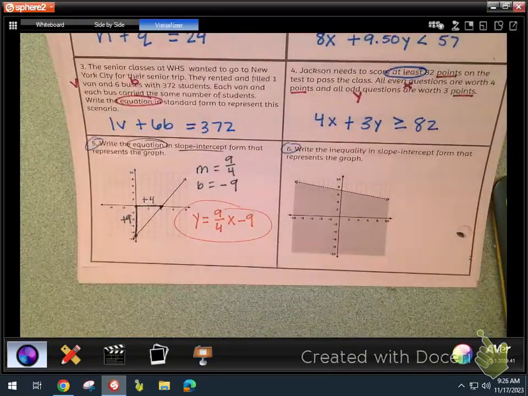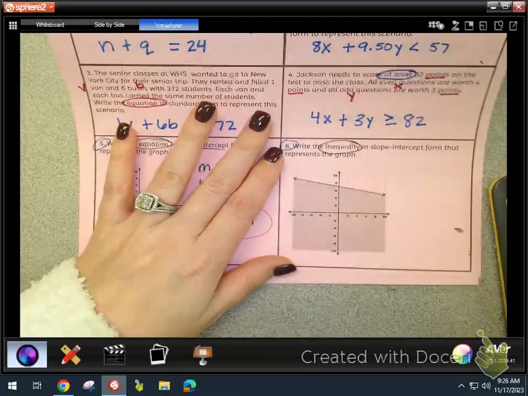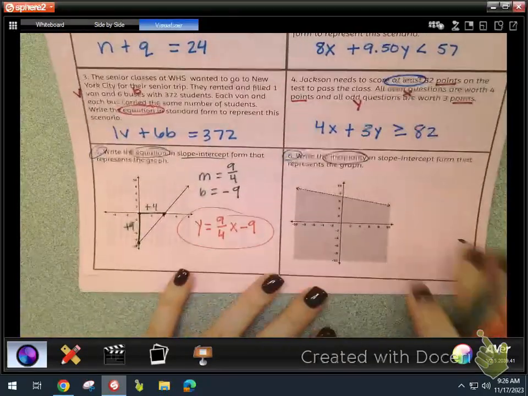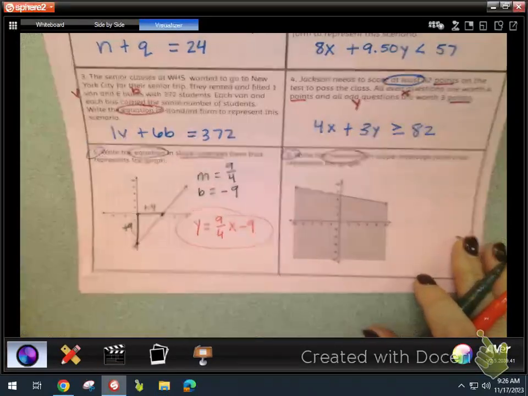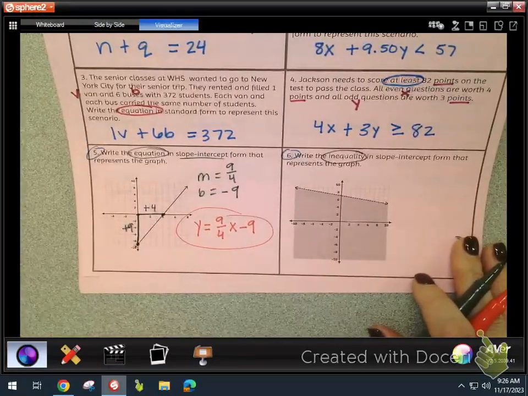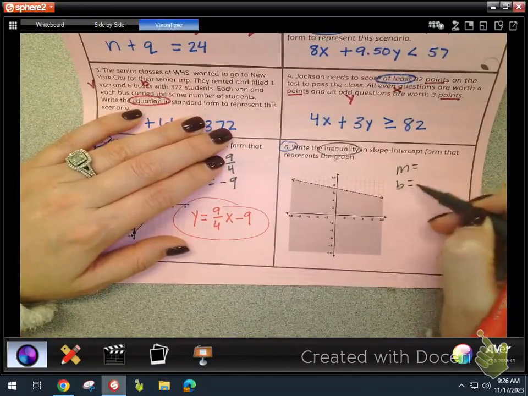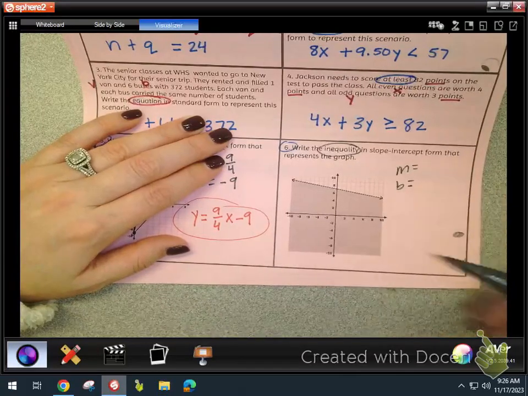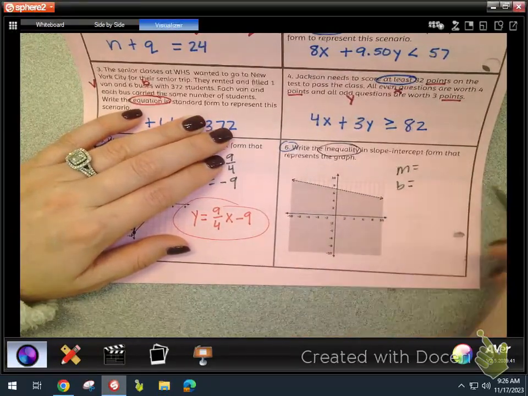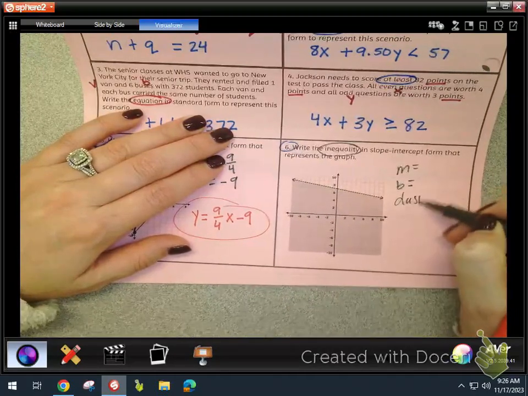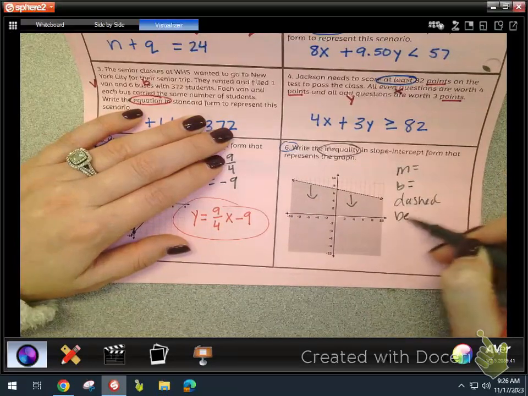For the other graph on number 6, it says write the what? Inequality. So again, we're going to kind of bring back inequalities a little bit today. Remember, inequalities have dashed or solid lines, and they have shading. So we still need the m and the b, but we also need to talk about the line type and the shade. So what type of line is this? Is this dashed or solid? Dashed. And where is the shade? Below. Dashed and below.